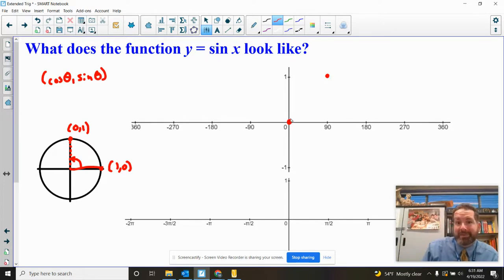So in between, the question is, well, how does it change? Does it do something like this? Does it do something like this? Does it do something like that? How do you know how you get from one point to the next?